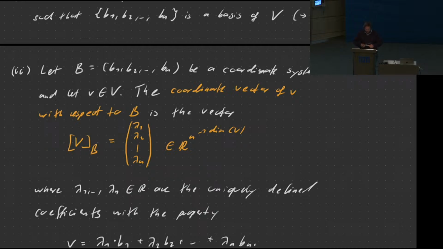And of course, the coordinate system that we mostly use is going to be the one that is induced by the unit vectors. That's the usual Cartesian coordinates, or often they are also called standard coordinates or canonical coordinates. So that's what we call the canonical coordinates or the canonical basis.